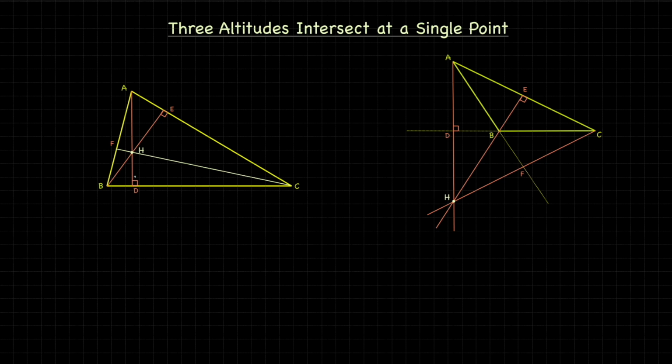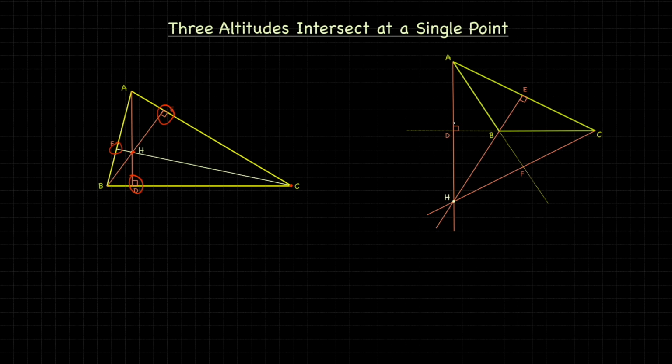So I've drawn two altitudes, AD and BE. These two altitudes intersect at point H. We will show that if we connect C to H and extend that to intersect AB, in other words, the line segment CF shown in white here, that segment is also an altitude. In other words, we will show that the angle AFC is a right angle.